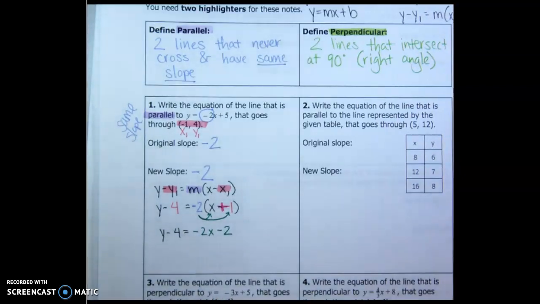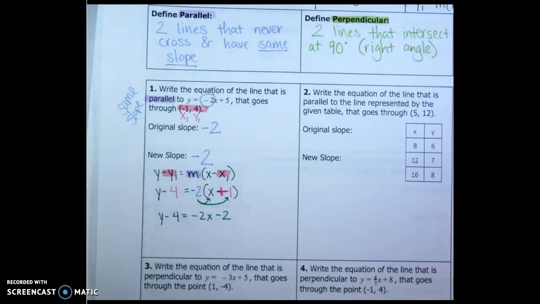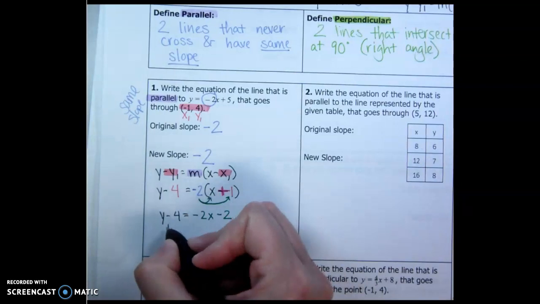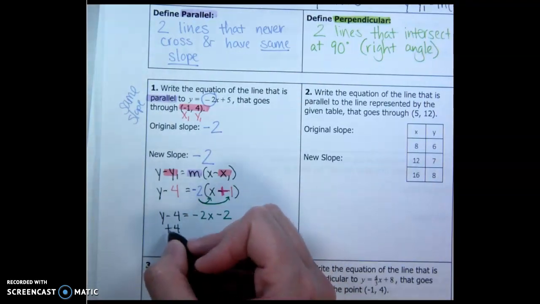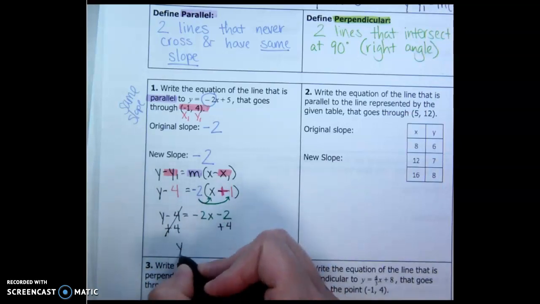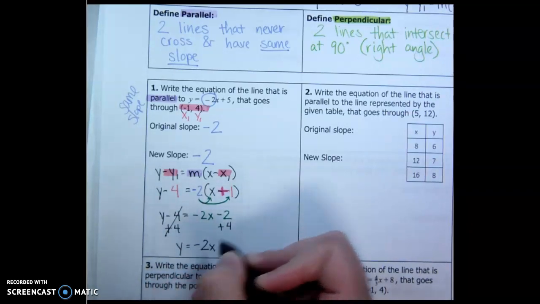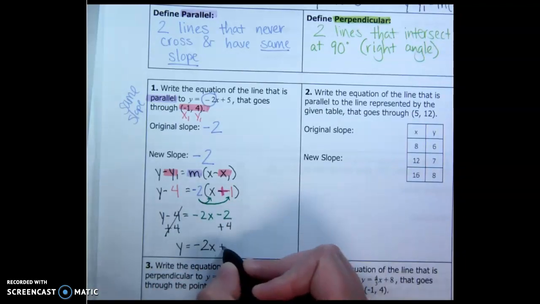Am I done yet? No. Because I need to get that y all by itself. So I'm going to add 4 to both sides. Why am I doing plus 4? It's because this is minus, and we have to do the inverse operation to get it off. So add 4 to both sides. Now we have y equals negative 2x, and negative 2 plus 4 is plus 2.